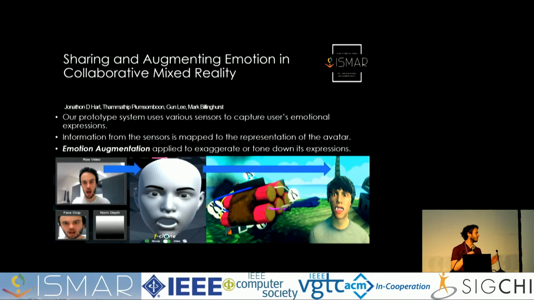So basically what we do is we take the webcam video and we use some software to map the webcam video, detect the expressions, then put them on the avatar. But the big difference is that we are going to augment the expressions. So you can appear a little bit happier, or you can appear happy when you're sad, or you can have the expression of a lion or a monster.